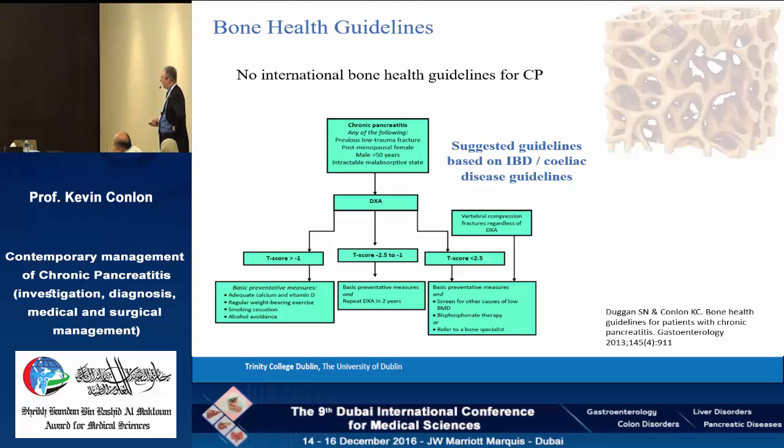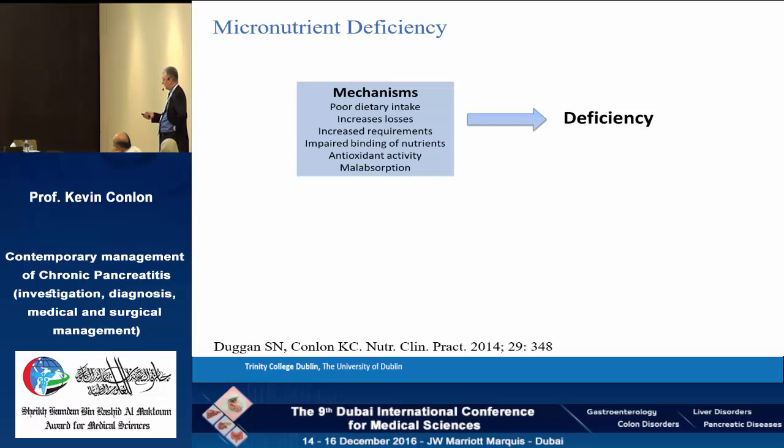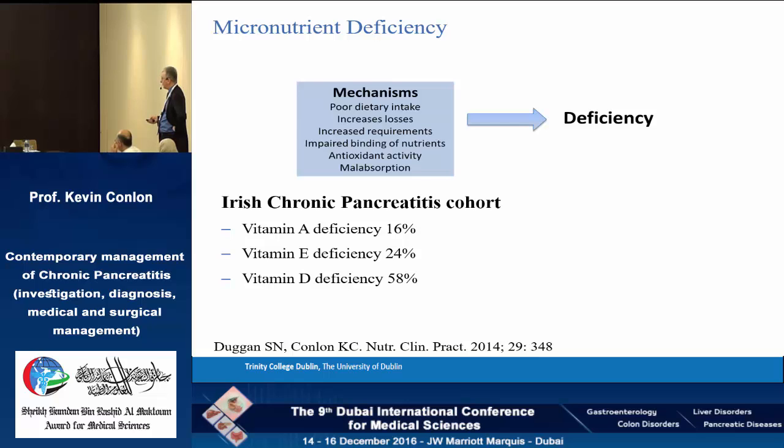We're also interested in this whole concept of the micronutrient deficiencies, because we believe that if you have poor diet, if you have increased requirements, if you have malabsorption, you're going to have a deficiency. And we know from our own case control studies that in Ireland, there is a high level of both vitamin E and vitamin A deficiency. Vitamin D deficiency is higher than the control populations, but I think reflects in part the malabsorption, but it also reflects the fact that we're a high latitude country.